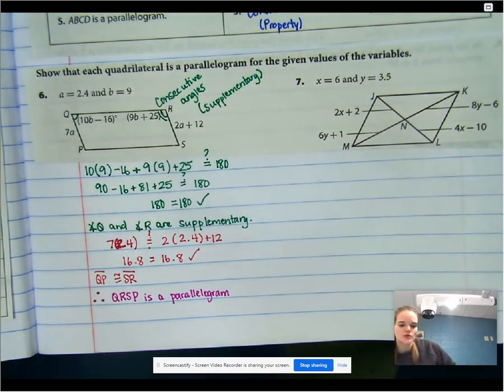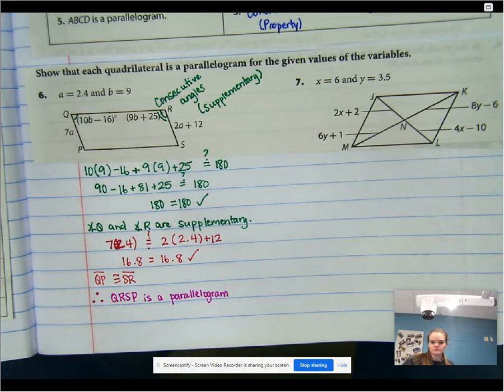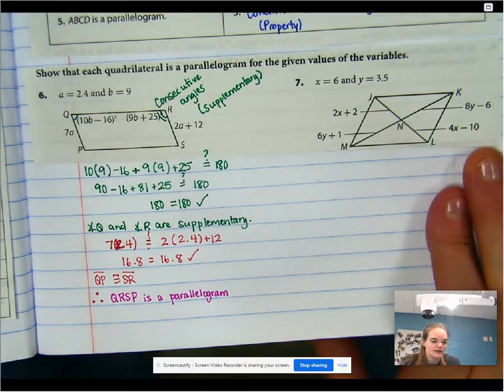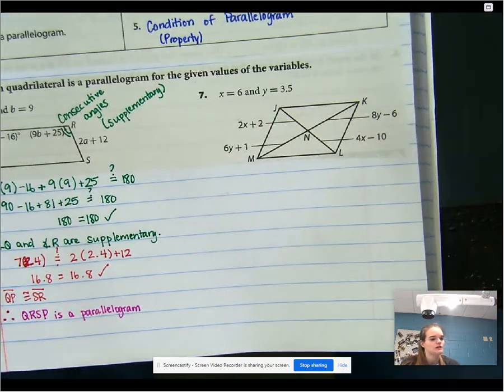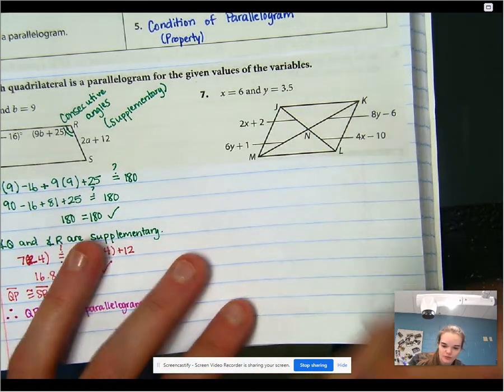Okay, pause the video, try number 7 where you have diagonals. All right, number 7, diagonals. Since the theorem says if the diagonals bisect each other, we have a parallelogram, we have to determine whether they actually bisect each other. And for them to bisect each other, JN must be equal to LN. So we're going to start there.